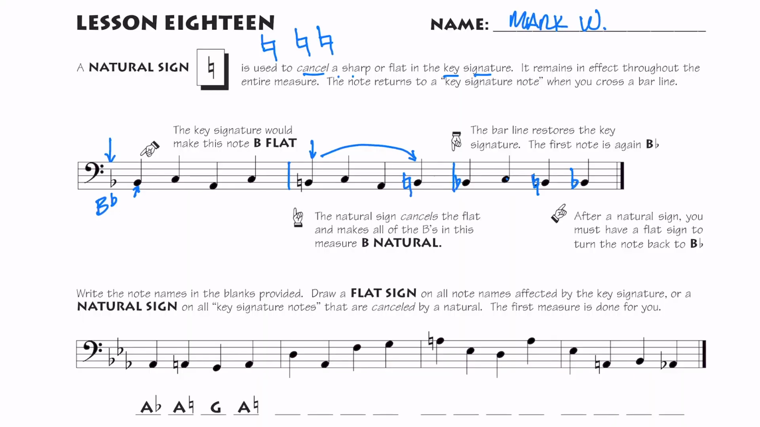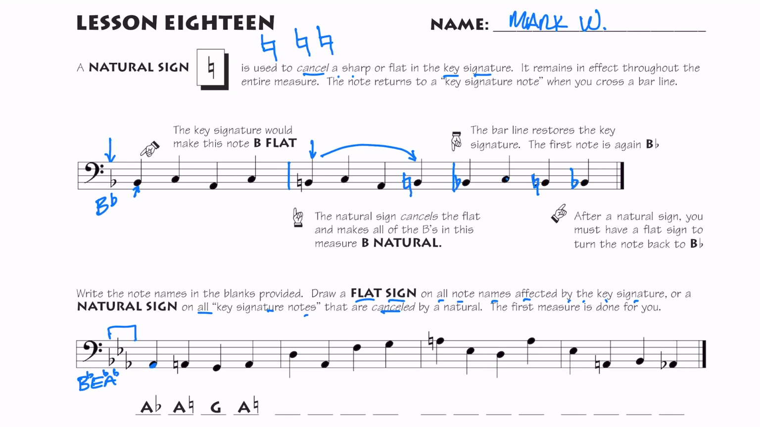All right, let's write the note names in these blanks. So we're drawing a flat sign on all notes affected by the key signature, or a natural sign on all key signature notes that are canceled by a natural. All right, pretty simple. So here's my key signature, and remember, I'm always going to write those letter names at the beginning just so I can reinforce which ones they are. 3 flats, always B, E, and A in that order.